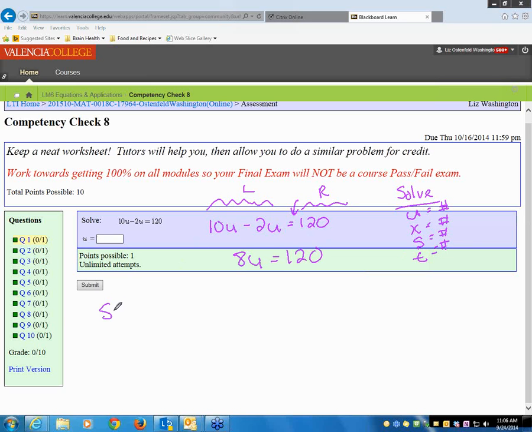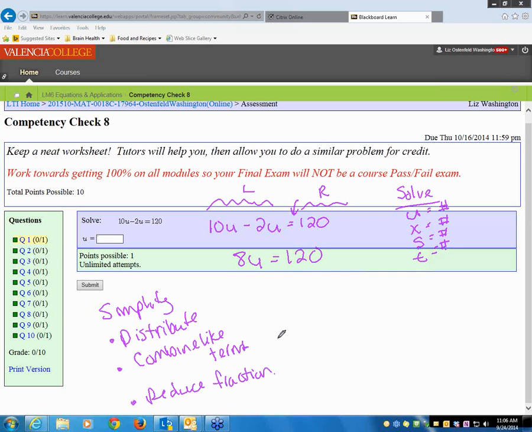Okay, because simplify could mean a couple different things. It could mean that you need to distribute, right? It means that you may need to combine like terms, which is exactly what I did above. Or it also can mean that you are reducing or simplifying a fraction, okay? So in this case, simplifying for me meant combining like terms. Now that I've combined these like terms, I get 8u, and my job is still to get this letter u all by itself.